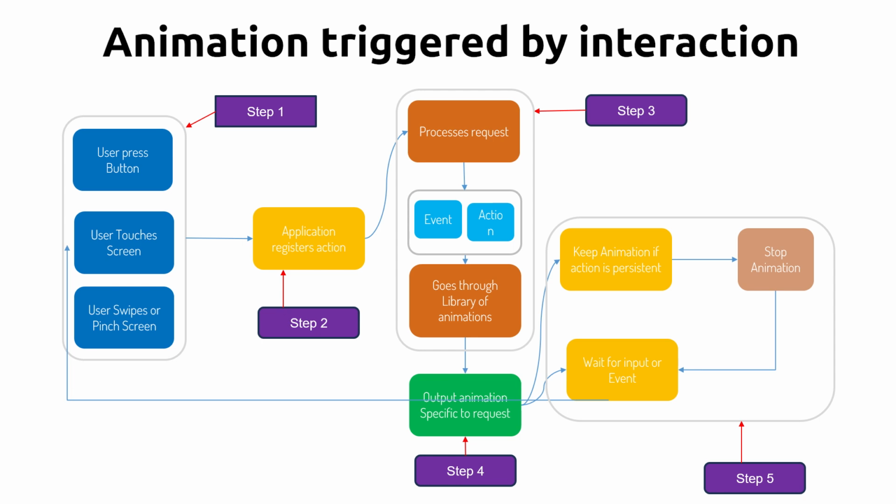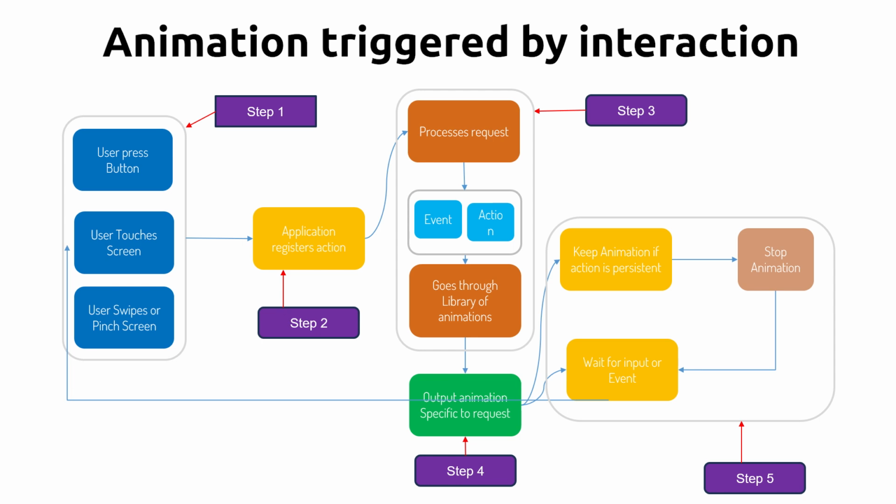Step 2. Action registration. Input detection. The application recognizes and logs the user interaction. Preparation for processing. This step ensures that the specific action, e.g., swipe, tap, is understood by the system to trigger the correct response.